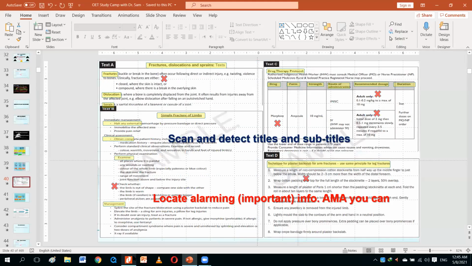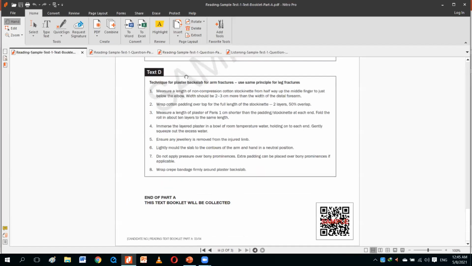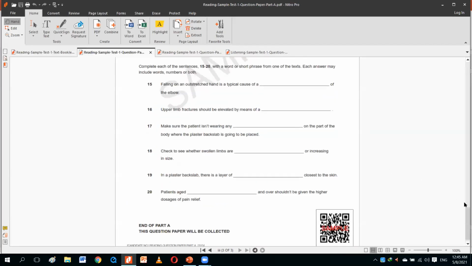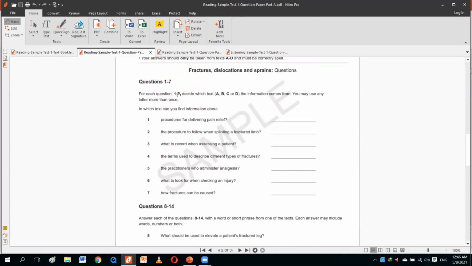Like we can take a sample for this type of questions. Questions from 1 to 7. For each question, 1 to 7, decide which text A, B, C, D the information comes from. You may use any letter more than once. In which text can you find information about procedures for delivering pain relief?